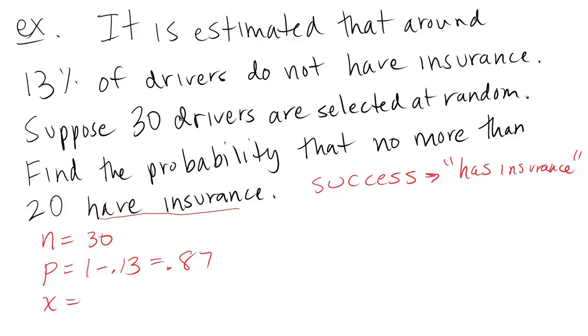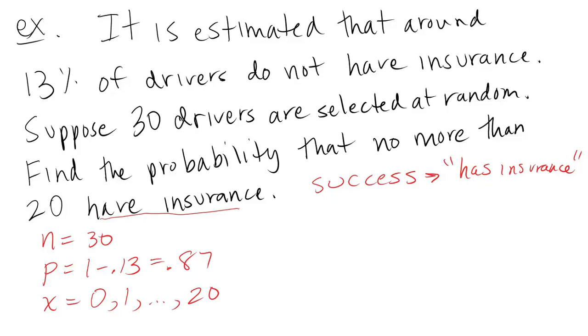I did that because of what I chose to be a success. And you might say, well, that seems complicated. Why would you do it that way? Because it makes x easier to find. When I go to list what x values satisfy our event, I can just use the description that's given. No more than 20 have insurance. So I just want to make sure I take all the x values that are not more than 20, which would be from 0 to 20. 20 is not more than itself, so you would include 20.